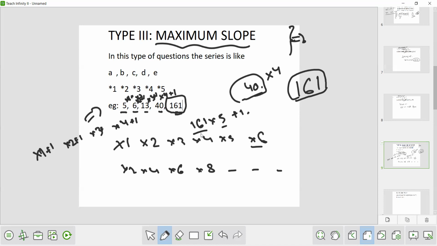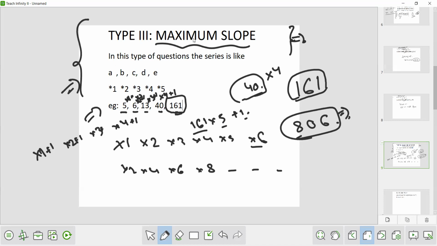So how do you do 161 into 5? You know 160 into 5 is 800, and 1 is there, so it will be 805 plus 1, 806. So this type of question comes under maximum slope, and most of the questions in the examination will be of this nature.